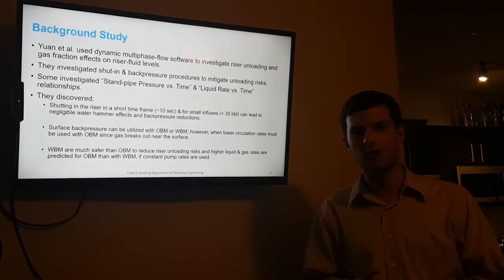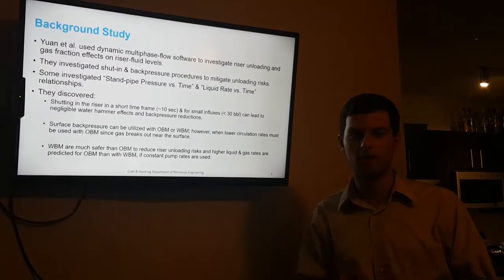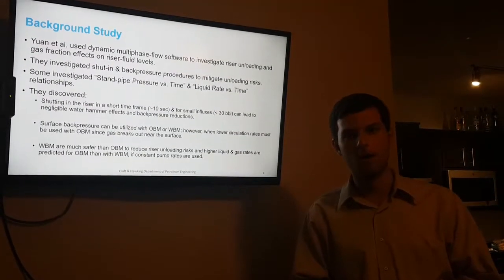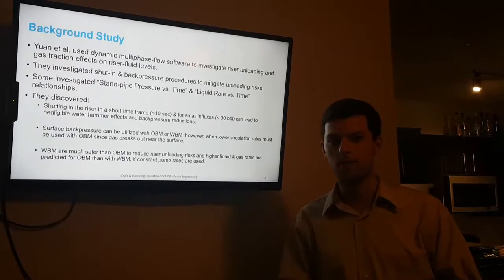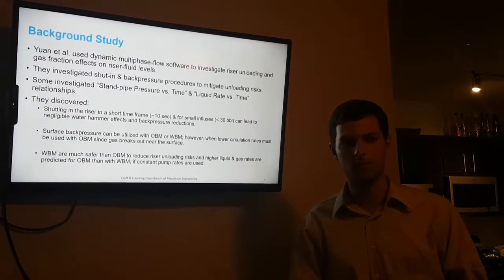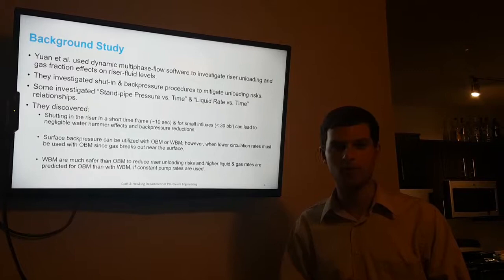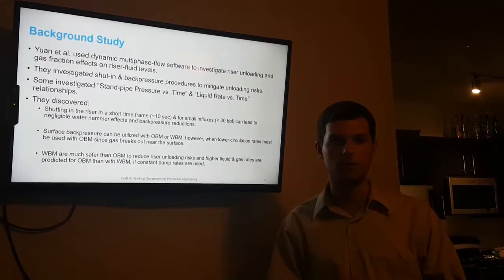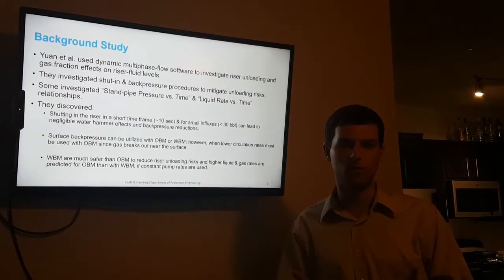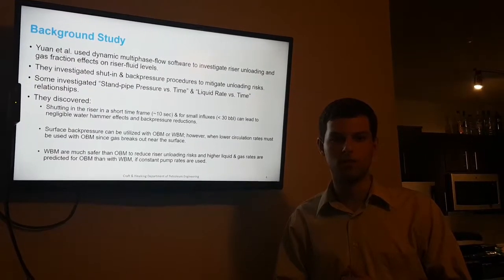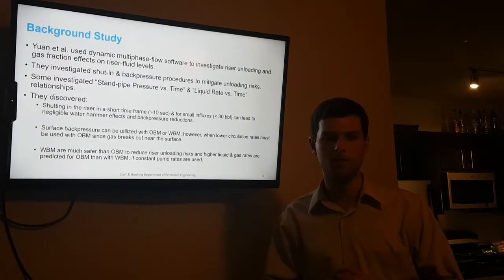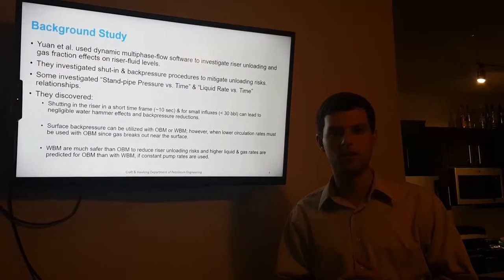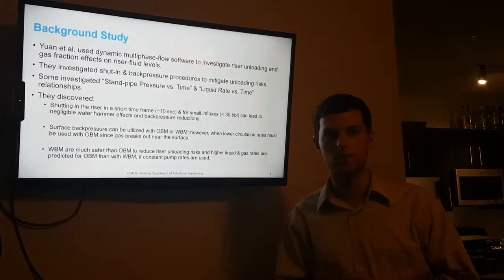And they discovered that shutting in the riser in a short time frame, about 10 seconds, resulting in a small kick, will result in almost no water hammer effects, resulting in high pressures. In addition, using surface back pressures and lower circulating rates can help handle gas coming out of solution in oil-based muds. And then, as a result, water-based muds are much safer than oil-based muds in offshore drilling. So with that, I will turn it over to Connor Stang, who will present the project motivation and objectives.